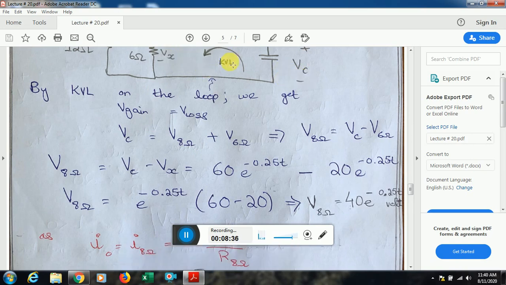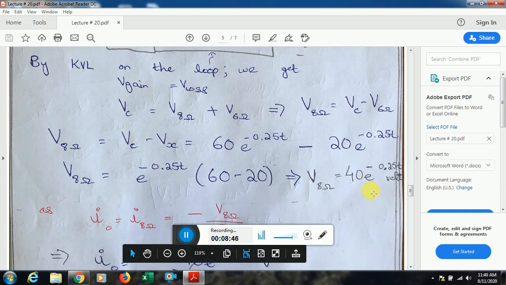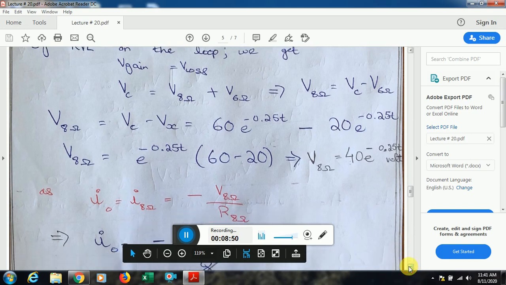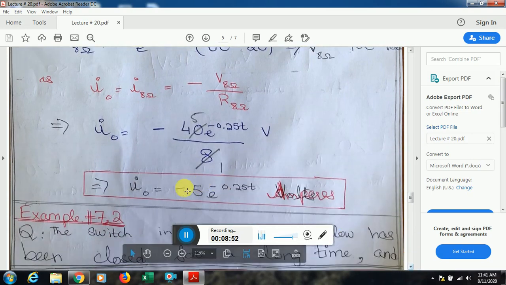By simply applying the mesh analysis, we get to know that the voltage across the 8 ohm is the capacitor voltage Vc minus the 6 ohm value, which turns out to be 40 into e raised to power minus 2.5t. Now simply dividing this by 8 ohm, we get to know that the value I naught across the circuit is minus 5 into e raised to power minus 2.5t amperes.